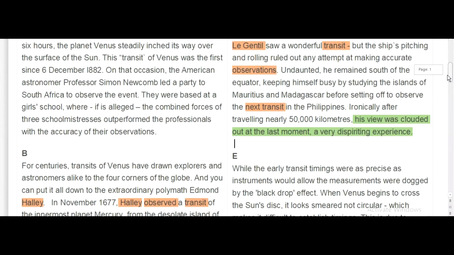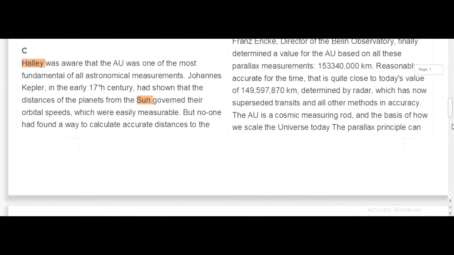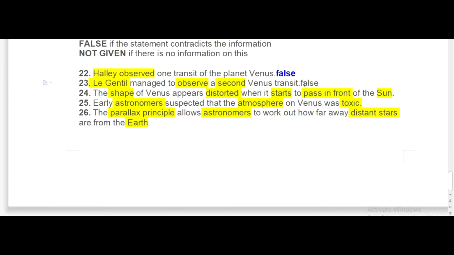Here it says that the next transit couldn't be observed because his vision was clouded. Here it says that his vision was clouded. So the answer is false. Our answer is false. Okay, so let's move on to question number 5.